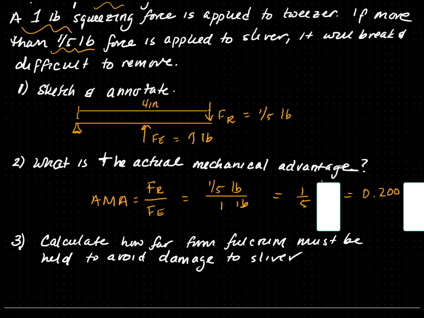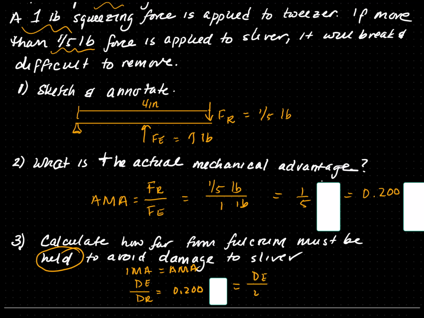Number 3, calculate how far from the fulcrum the tweezer must be held. We are looking for our input distance to avoid damage to the sliver. So IMA is equal to AMA. That's DE, which is the effort or the input, over DR, which is the load or the resistance. This is equal to 0.200, which we calculated above. DE is what we're looking for. DR we labeled as 4 inch. Rearranging and calculating, DE is equal to 0.800 inch.